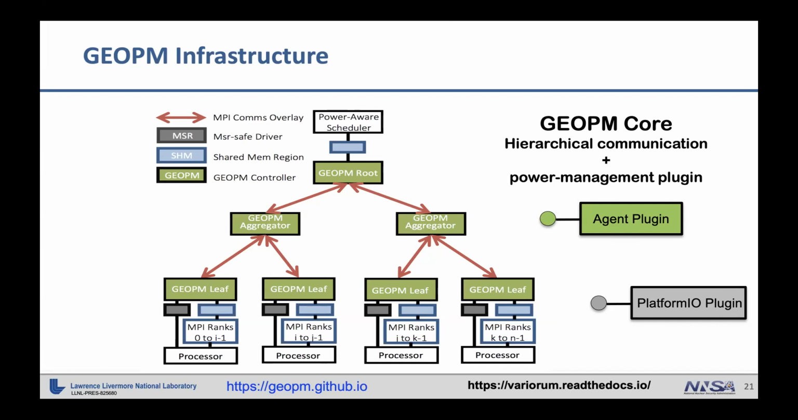One core on each node is dedicated to the GOPM process if you run GOPM in process mode, or one GOPM thread if it runs as part of one of the MPI ranks. The rest are assigned to the application. Each leaf controller also communicates with the platform for control and telemetry. So you can extend the controller side functionality using the agent plugin interface, and you can extend the platform side functionality using the platform IO interface.